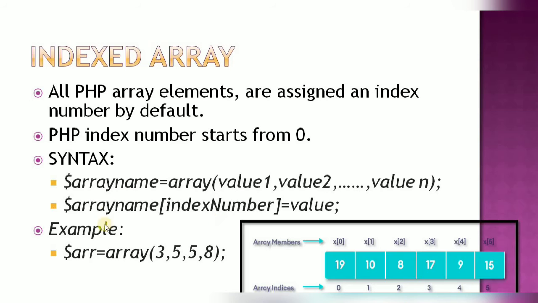The second way is you can declare each and every element individually, like $arrayname[indexnumber] = value. Example for this, $arr[0] = 1. And for the second value, again you will write $arr[1] = 5. This is how you can define indexed arrays in two different ways. We are going to understand this using an example.